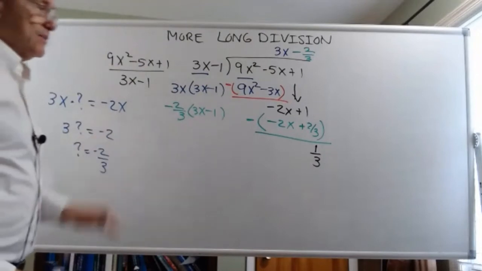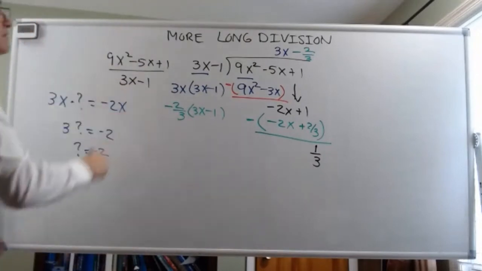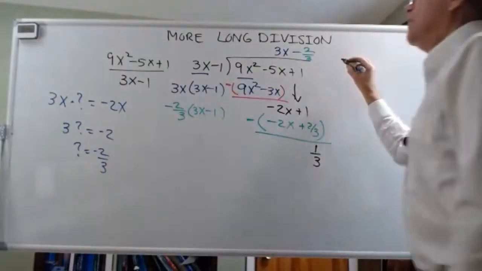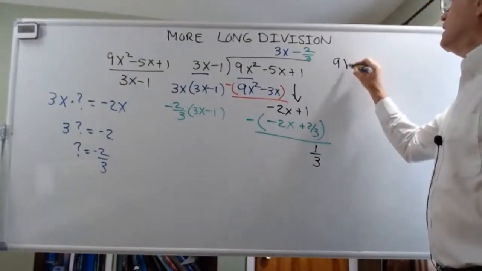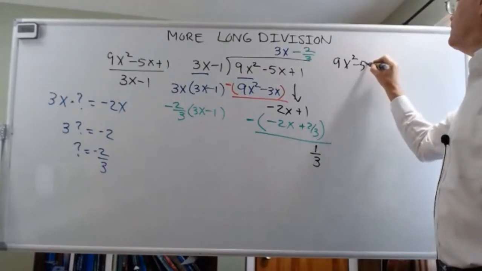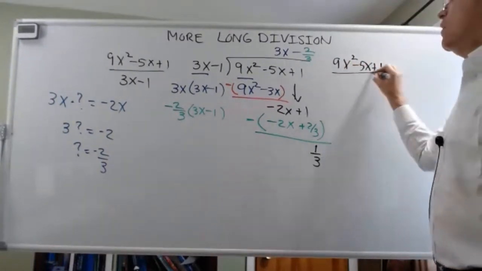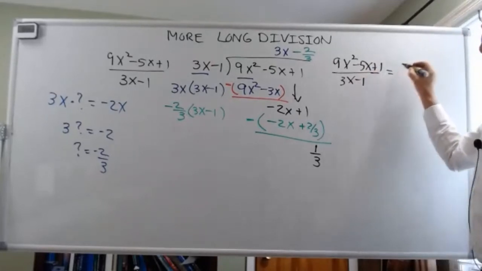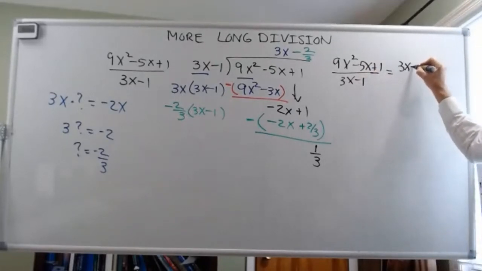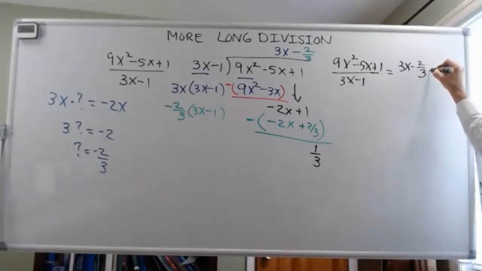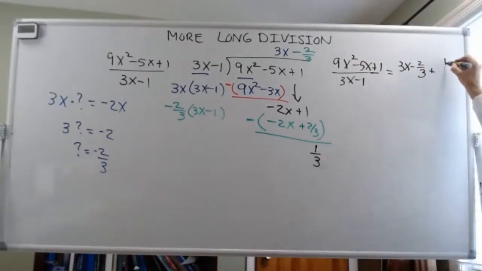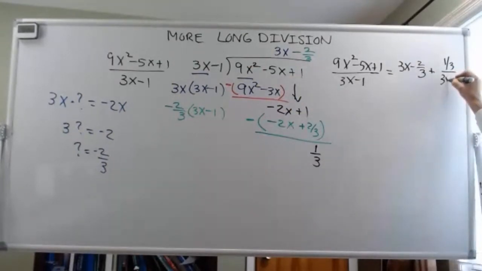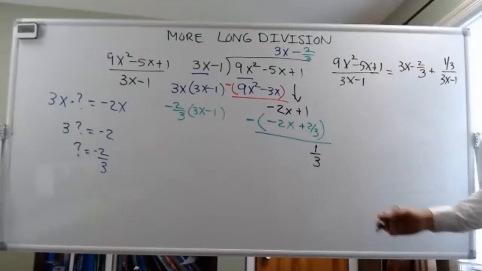So what is my answer? Well, this expression here, let me put it over here. So what I'm saying is this. 9x squared minus 5x plus 1 over 3x minus 1 is equal to 3x minus 2/3 plus now my remainder over my divisor. That's one way of writing it.